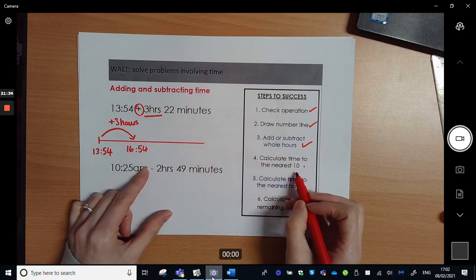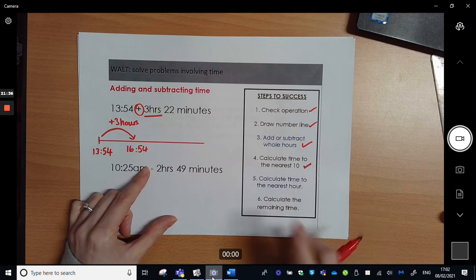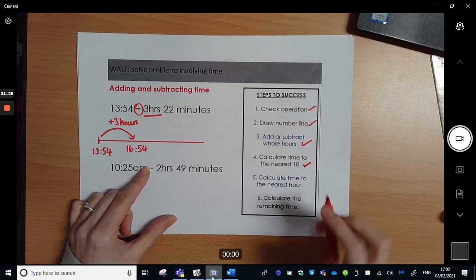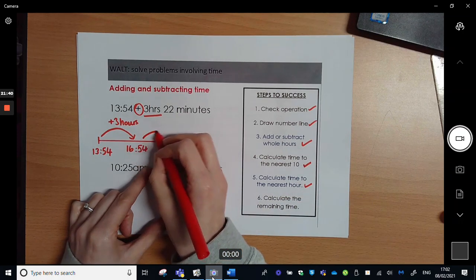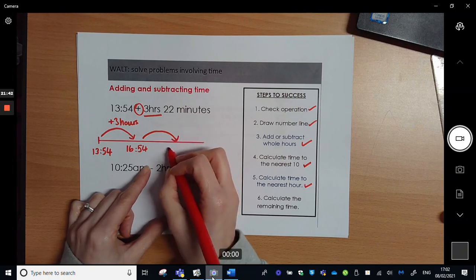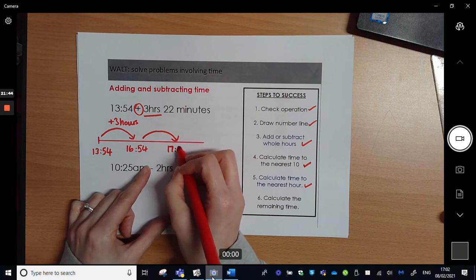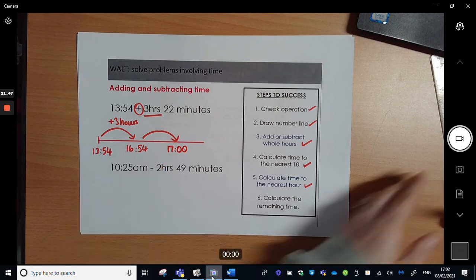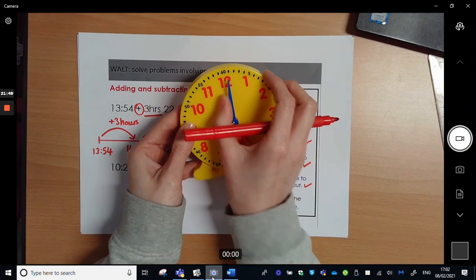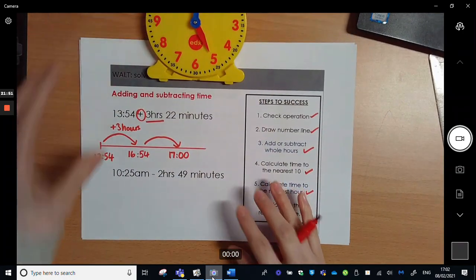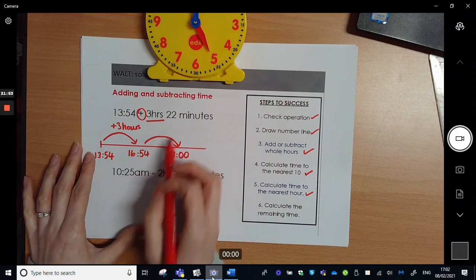So even though I'm rounding to the nearest 10, I'm also rounding to the nearest hour at the same time as well. So to the nearest hour, the next one, and the nearest 10 is going to be 1700, which is 5 o'clock. Okay? So the next thing I now need to do is make sure I record on top.